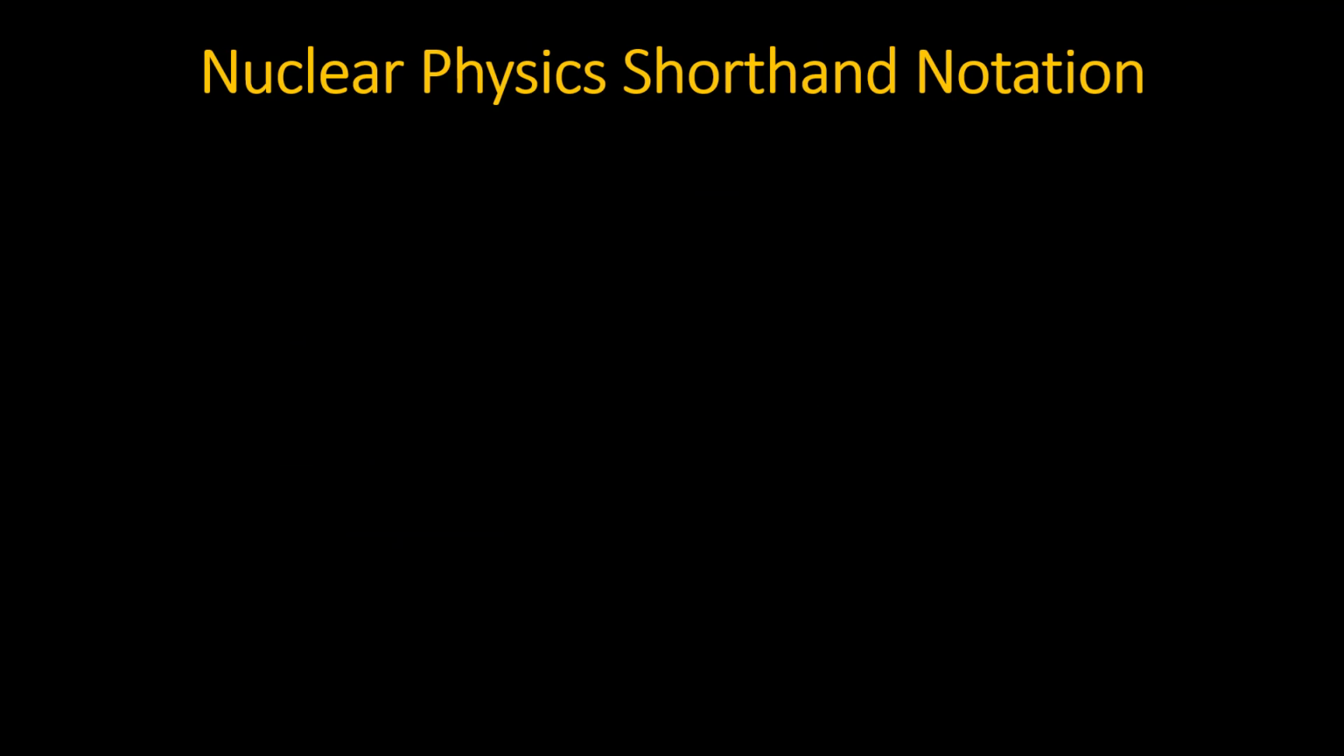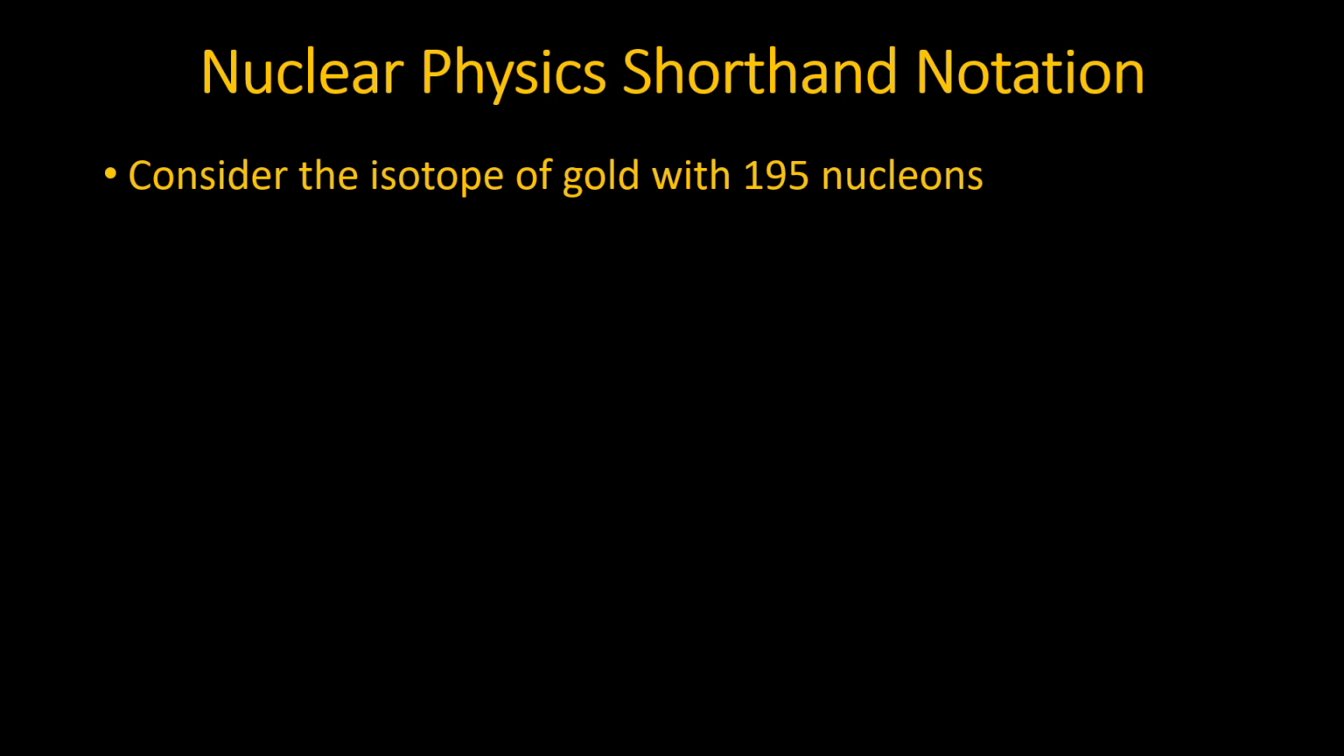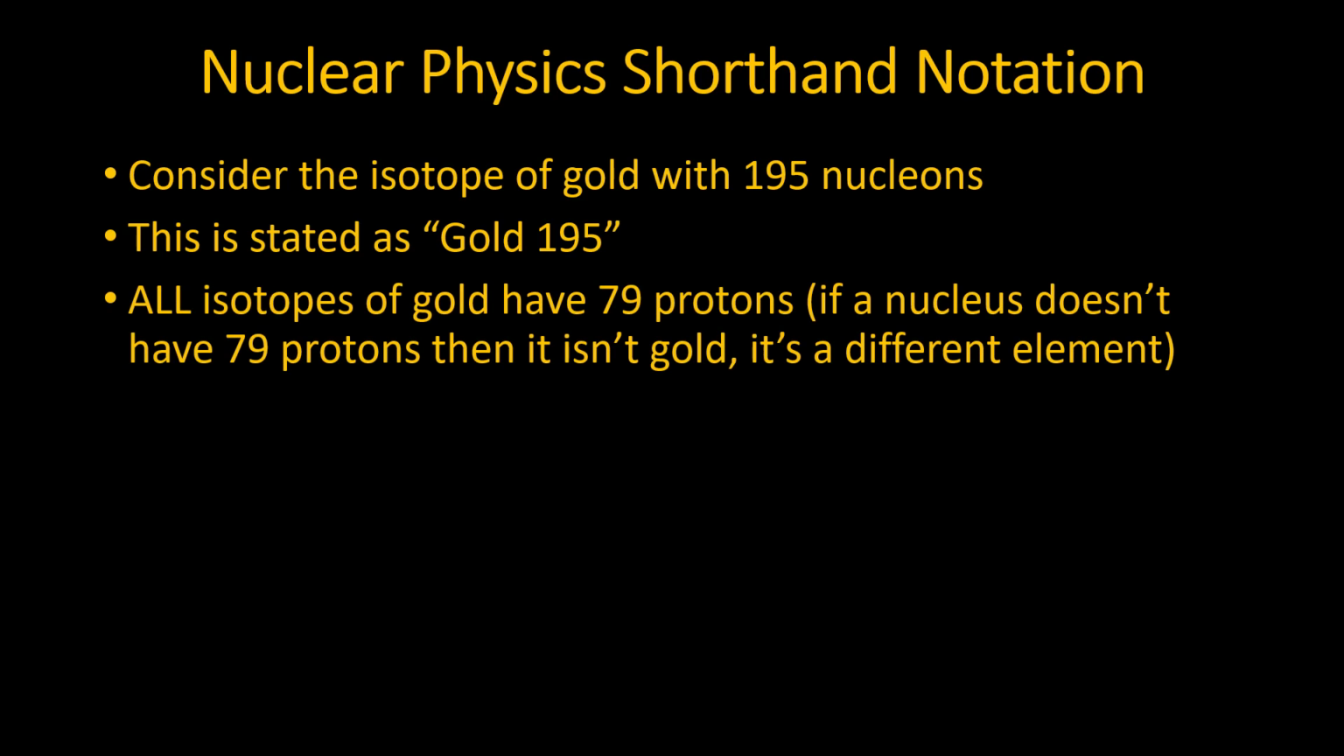Let's learn a little bit about some other physics shorthand notation. This is a way that we can quickly write down for a particular nucleus how many neutrons and protons and nucleons it has. And we're going to consider the isotope of gold that has 195 nucleons. We call that gold 195, and that's a way that we could state it out loud. Now, if it's gold, all the isotopes of gold have 79 protons. If it doesn't have 79 protons, it isn't gold, it's something else. So we always know it's going to have 79 protons.